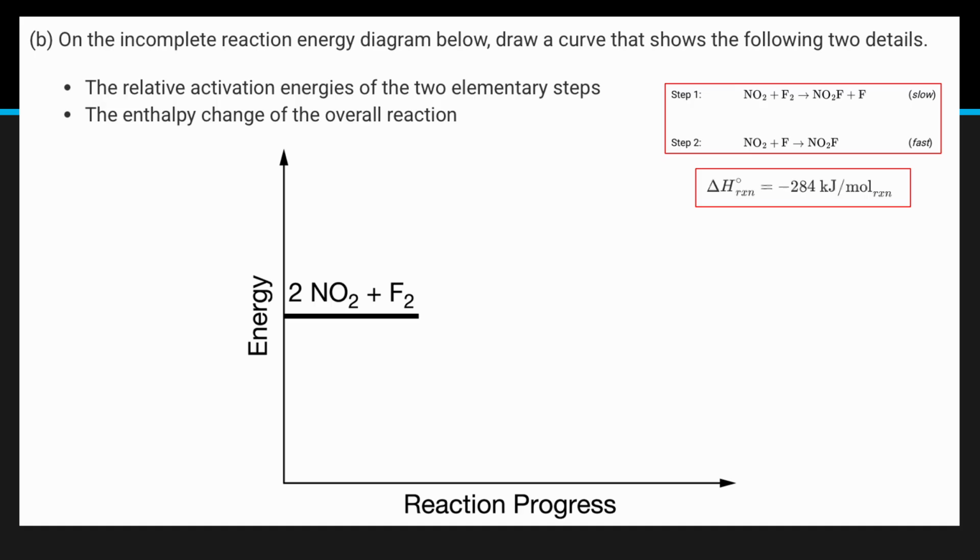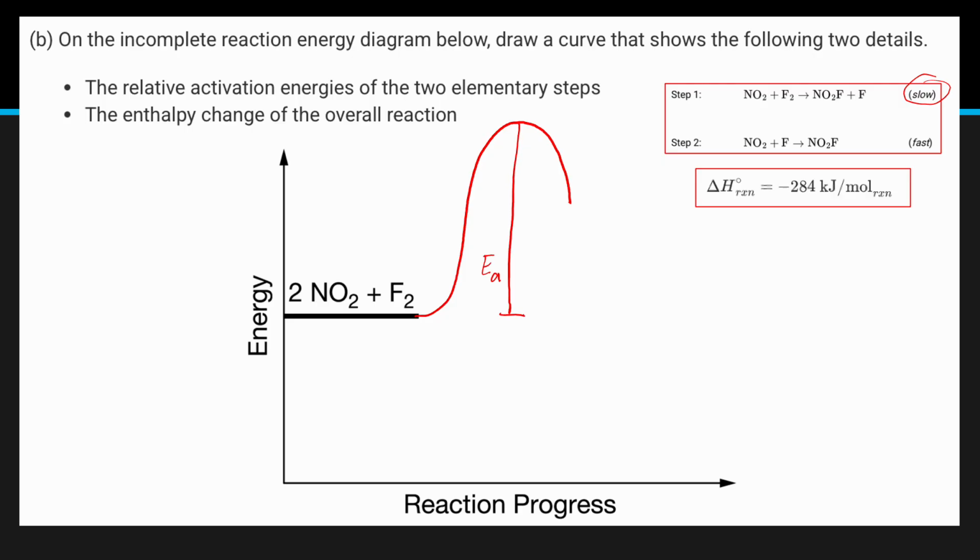On the incomplete reaction energy diagram below, draw a curve that shows the following two details: the relative activation energies of the two elementary steps and the enthalpy change of the overall reaction. So first, let's go ahead and focus on our elementary steps. We know that our first step is the rate determining step, so that means the first peak is going to have the highest activation energy.